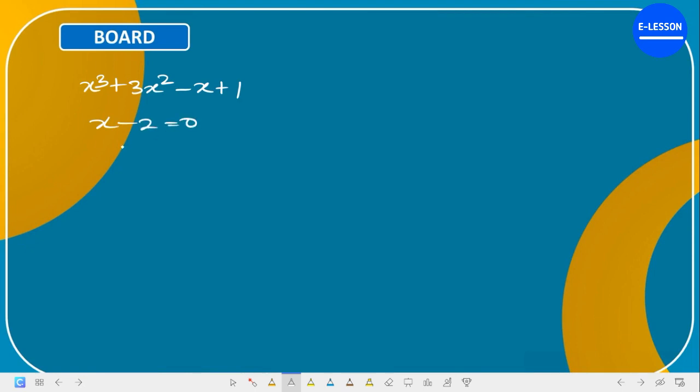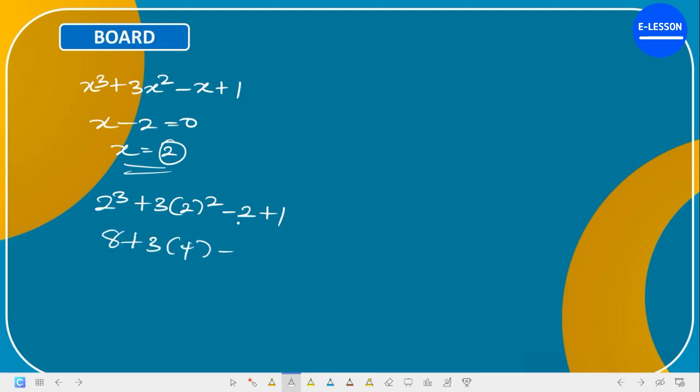Now, s minus 2 will be equal to 0. So s will be equal to what? 2. Now, let's substitute s equals 2 into this equation. What is it going to give to us? It's going to give us 2 raised to the power of 3 plus 3 bracket 2 squared minus 2 plus 1. 2 to the power of 3 is 8 plus what? 3 bracket 4 minus 2 plus 1 is what? Minus 1.